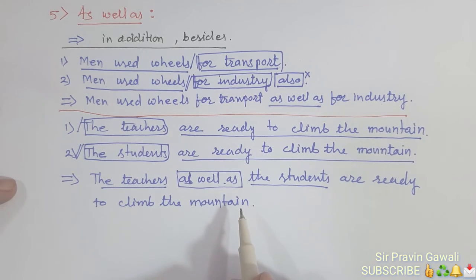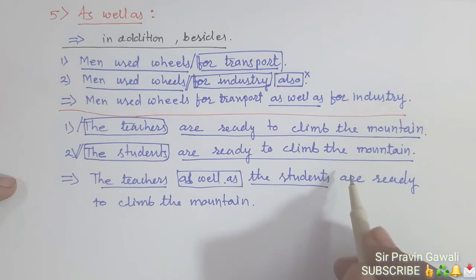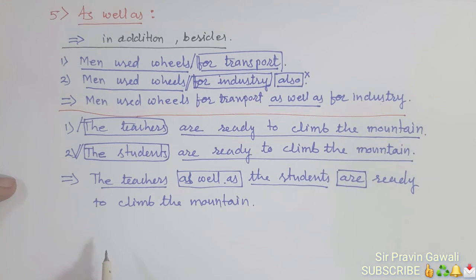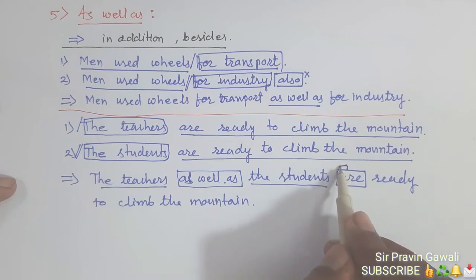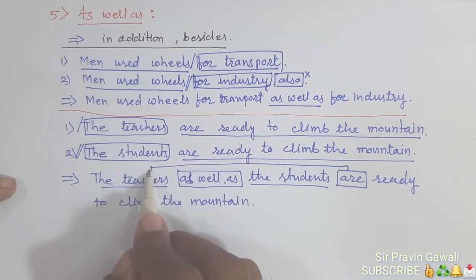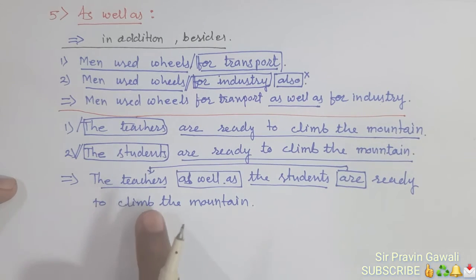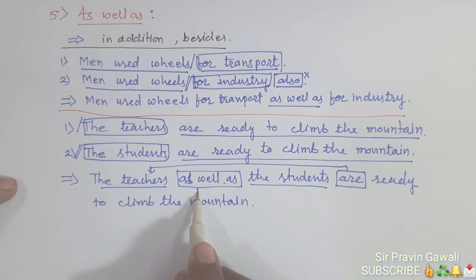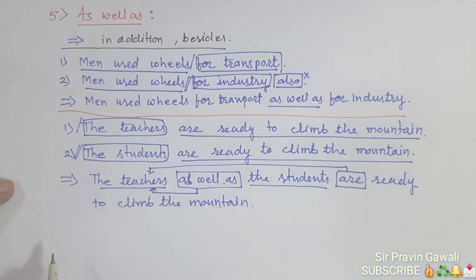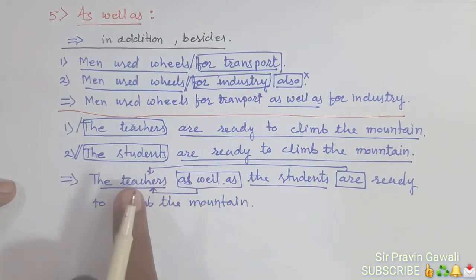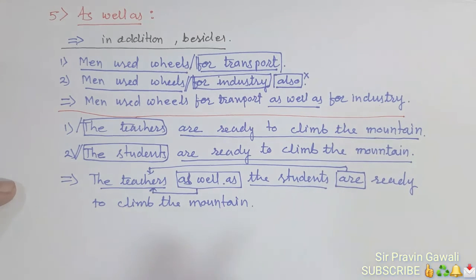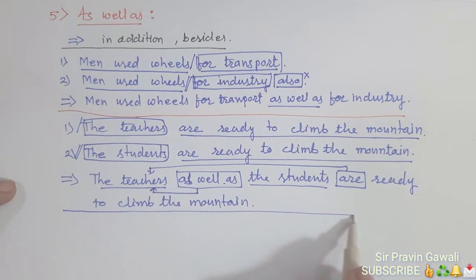Student, one more important thing here we need to note that when we use auxiliary verb here, we need to use in reference to the first subject. Okay? In reference to the first subject or the subject which will come before as well as. With reference to it, we will use it. If it is plural, plural auxiliary verb we will use. If it is singular, then singular verb we will use. Okay, for example, let's have an example so that you can understand.